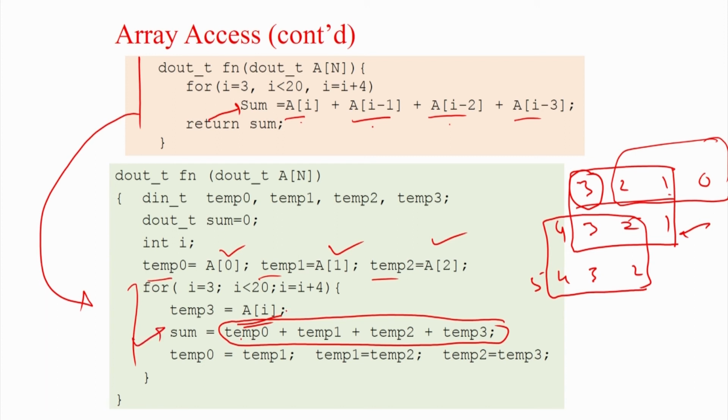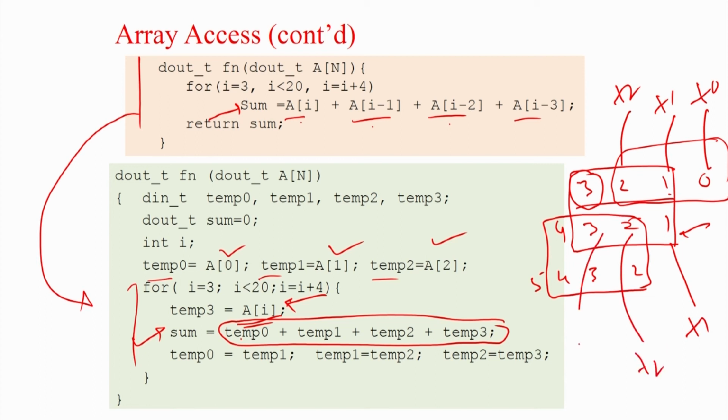So, I need only one read from memory of array A, and then you have to do this shifting. Initially, this is temp 0, this is temp 1 and this is temp 2. Now, for the next iteration this will become temp 1, this becomes temp 2, and this becomes temp 3. So, you have to just shift the things, reassign the value.